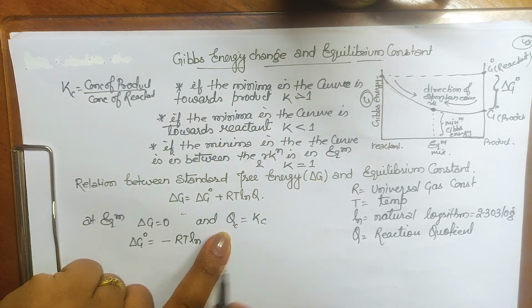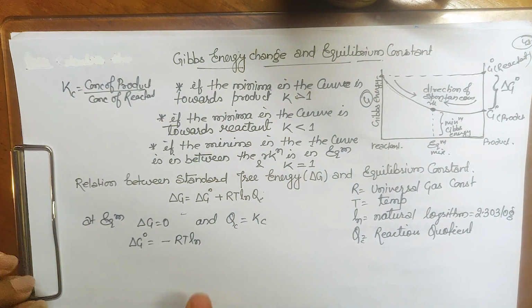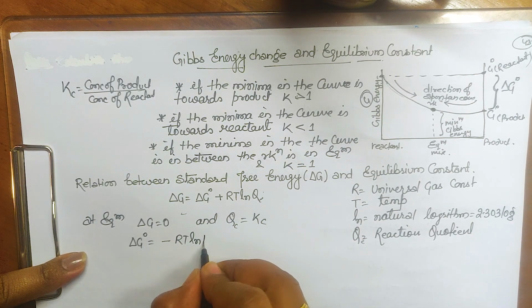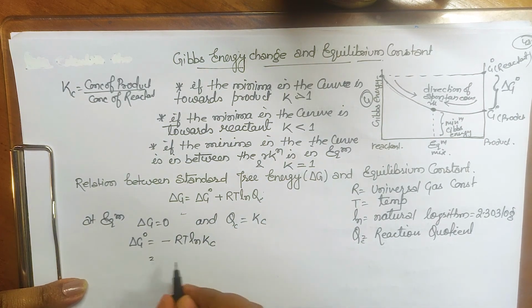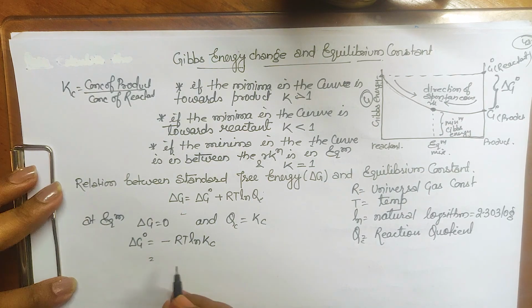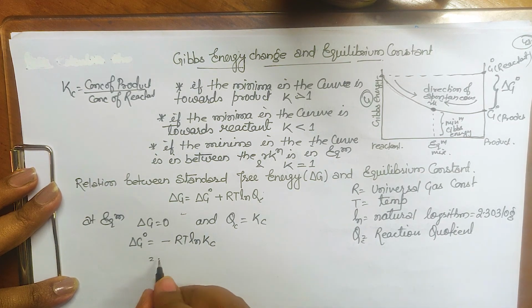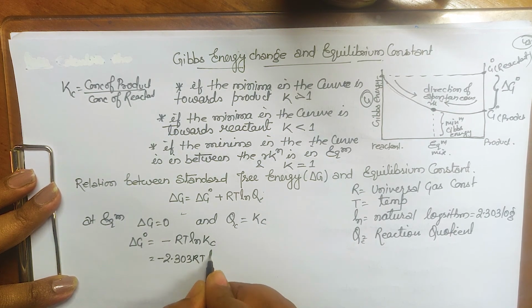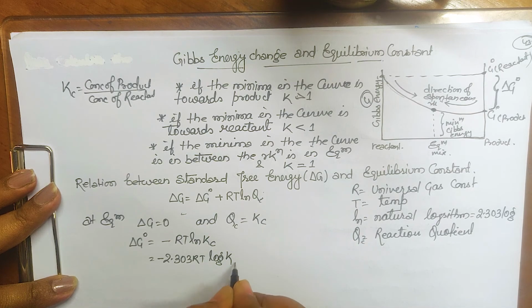Somewhere you can see Qc also. Okay, so there is no problem in this also, Qc also. So Qc will be equal to Kc. So in place of Qc, what will I write? Kc. This value we cannot calculate directly, so we can multiply by this and write 2.303 RT log Kc.